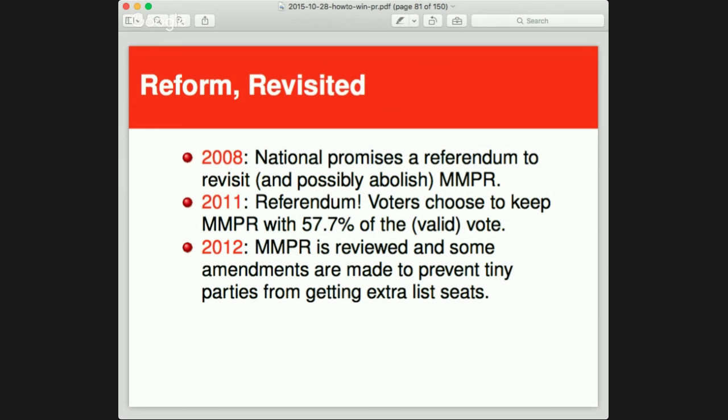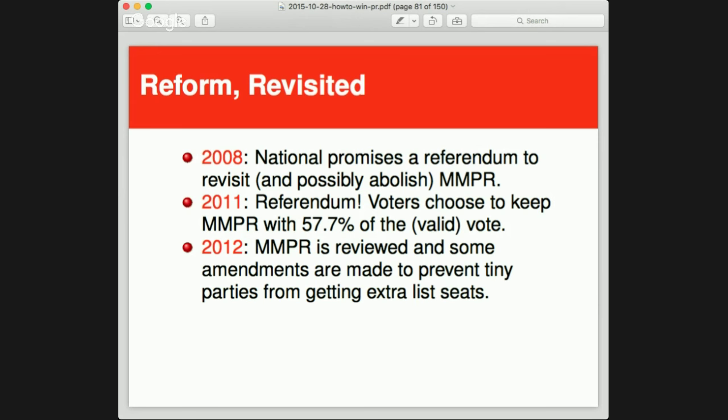But there were some problems with mixed member proportional that were causing a few crazy results. It had to do with how you get list seats. So they reviewed them, and then they changed mixed member proportional. So similar like the Lesotho case, there was a voting system put in place. There were some problems, made some people unhappy. And then what happens? They come in and fix it.